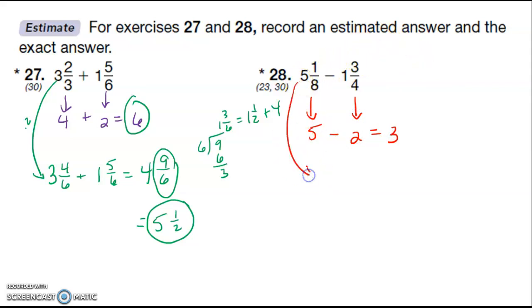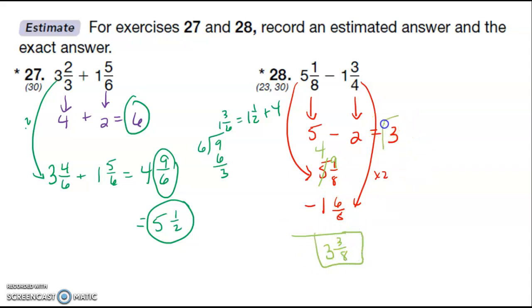So let's bring this down. 5 1/8 minus 1, and I want this to be 8, so times 2 is going to be 6. I have to borrow. I like to do that in a different color. So I'm going to borrow. This is going to be 4 and 9/8 because I added 8/8. So 9 minus 6 is 3/8. 3 and 3/8. So that's close.